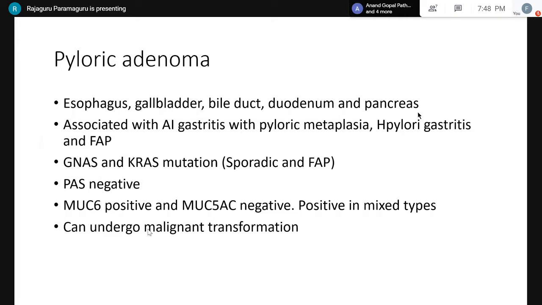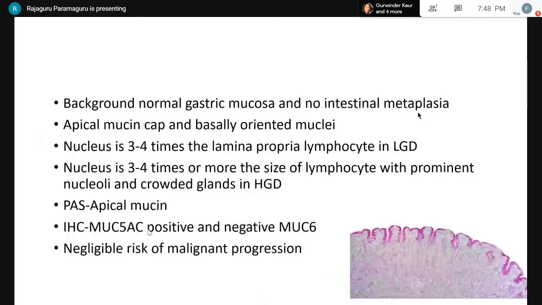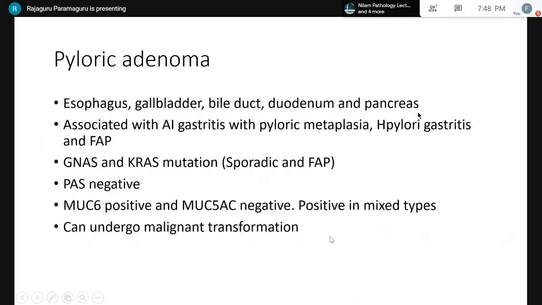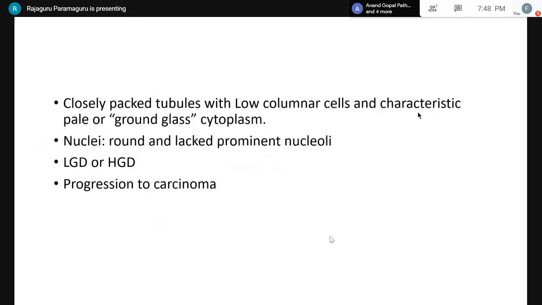They are typically PAS negative, not like that which we had seen in the foveolar type of adenoma, where we saw the apical mucin. So these are typically PAS negative and they are MUC6 positive and MUC5AC negative. So you can have mixed types where you can see foveolar type with pyloric adenoma. So they can undergo malignant transformation also.